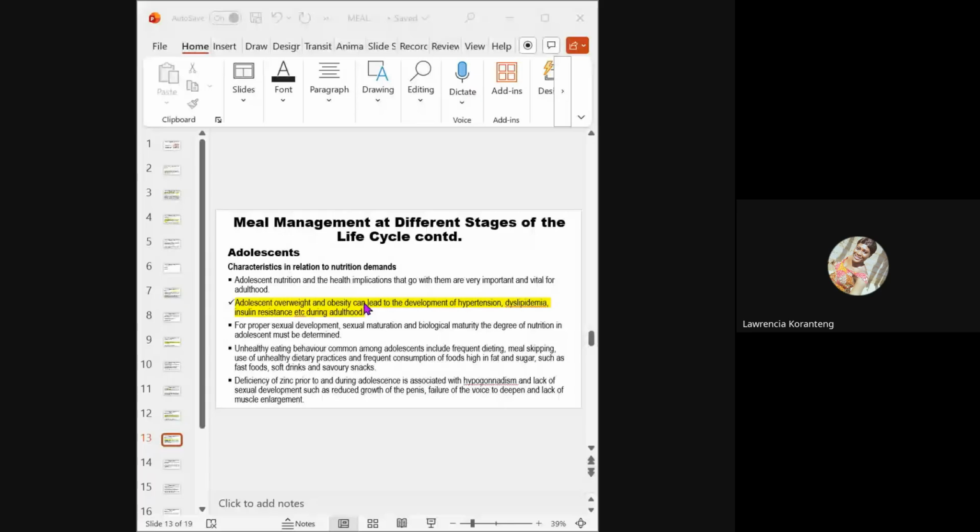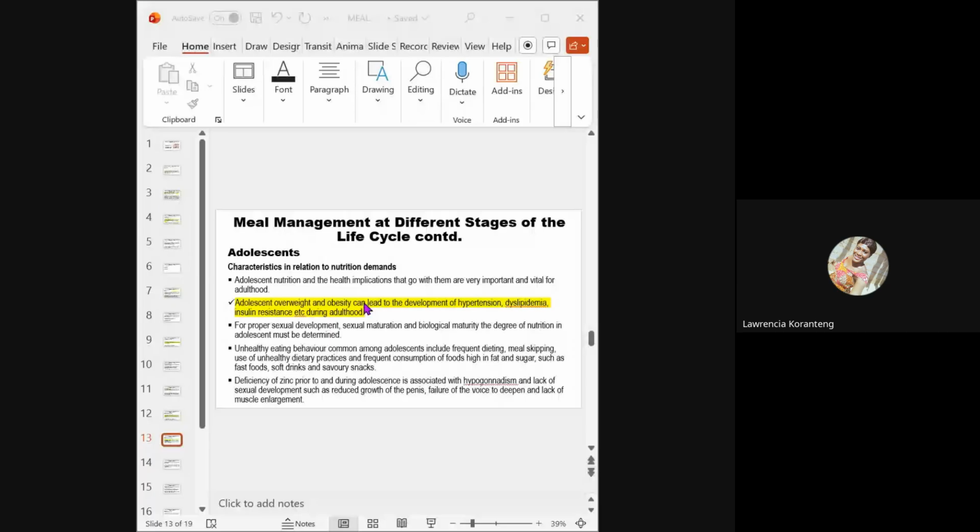Unhealthy eating behavior common among adolescents include frequent dieting, meal skipping, use of unhealthy dietary practices, and frequent consumption of foods high in fat and sugar, such as fast food, soft drinks, and savory snacks. Here too is very important, the unhealthy eating behavior.